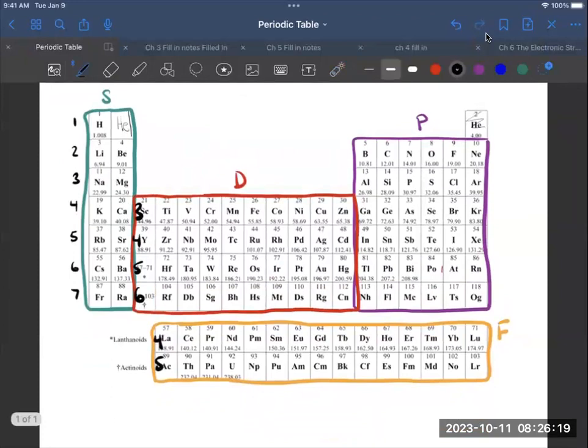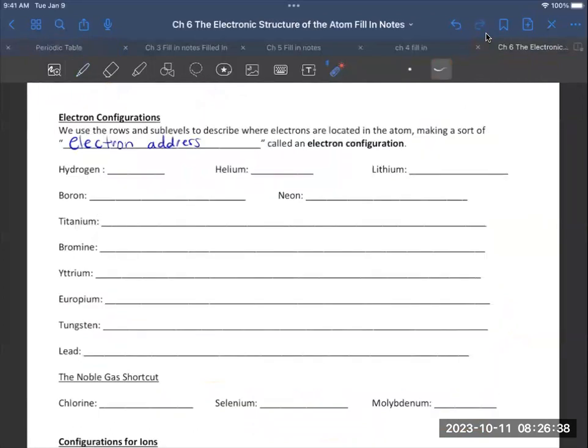Hydrogen is located in the first shell in the S section, and there's only 1 electron there. So first shell, S section, first electron. That is the location of its electron. So 1s1. Easy peasy.